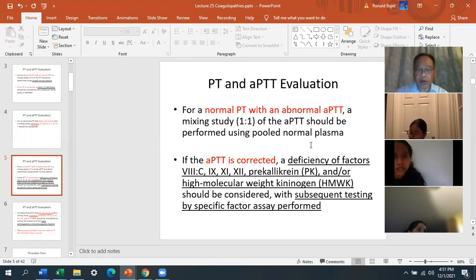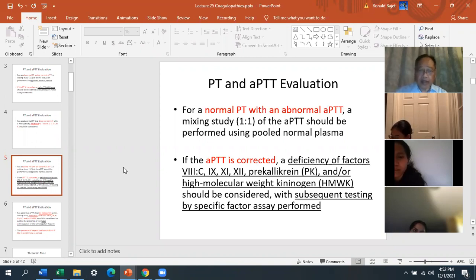If you do have correction, then you can reasonably assume that it's a deficiency in factors that were replaced by the pooled normal plasma. A deficiency in the factors 8C, 9, 11, 12, prekallikrein, and/or high molecular weight kininogen should be considered. I'm not going to ask you what the possibilities of the factor deficiency will be with a PTT correcting after a 1-to-1 mix. Just know that if you get correction, then that means you have a factor deficiency, because those missing factors have been replaced by the pooled normal plasma.